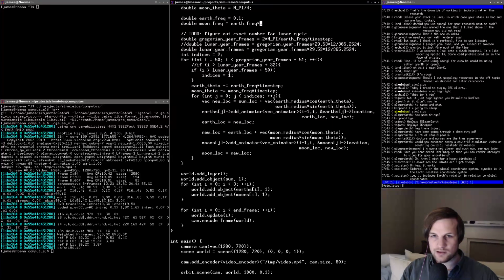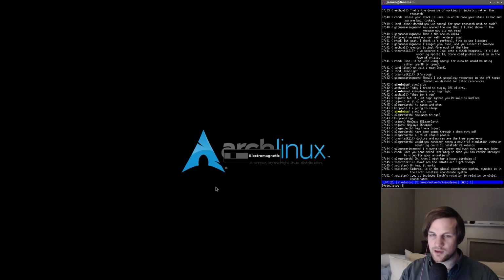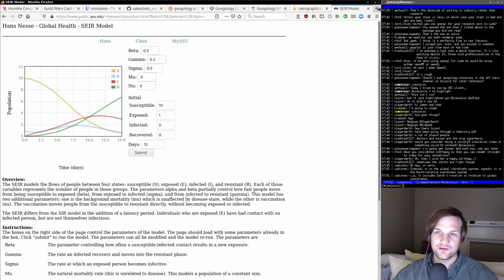So what we actually want here is 365. Why would we multiply? So the earth frequency is going to be, yeah. So we do 365 divided by, and you're saying the sidereal frequency, which is 27.32. Sidereal is the global coordinate system. Synodic is in the Earth relative coordinate system. See, that's what I thought it was the other way around. That was why I was confused.